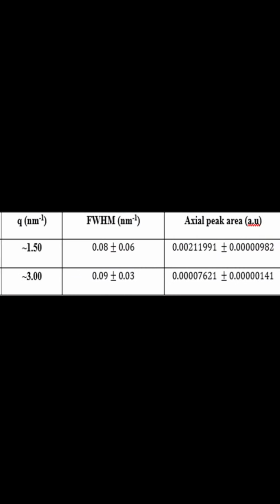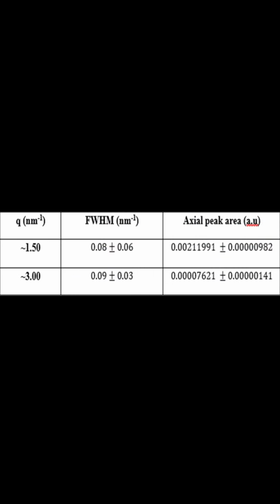Moving on to the next parameters, both FWHM and axial peak area were determined by fitting the converged peaks by using OriginPro 2018 software. Value of FWHM at Q approximately 1.5 per nanometer is 0.08 plus minus 0.06 per nanometer, while at Q equals 3 per nanometer, the value of FWHM is 0.09 plus minus 0.03 per nanometer.